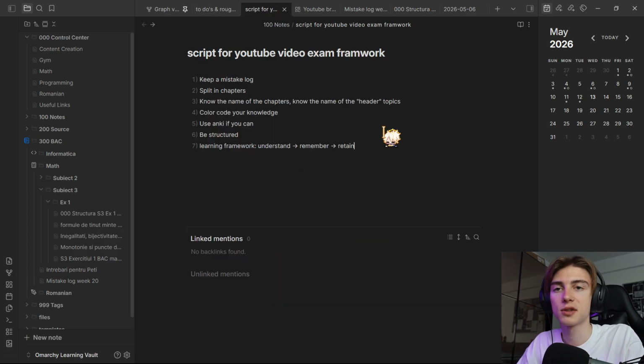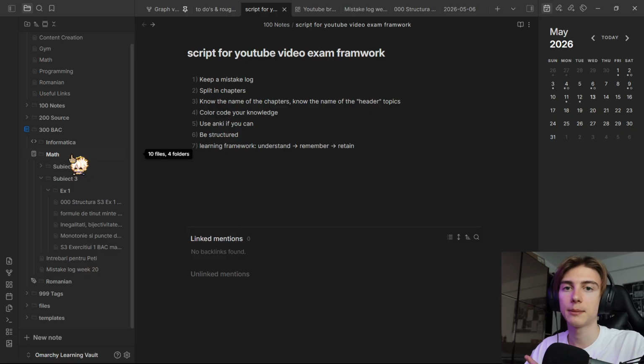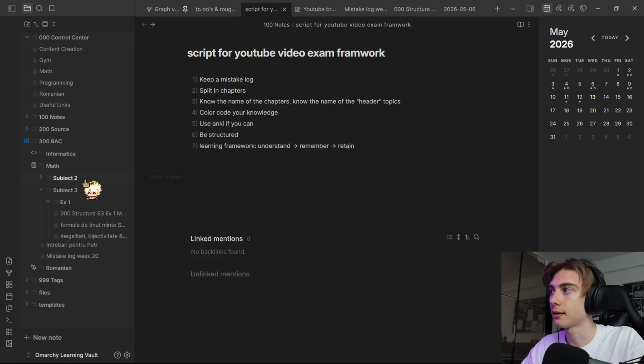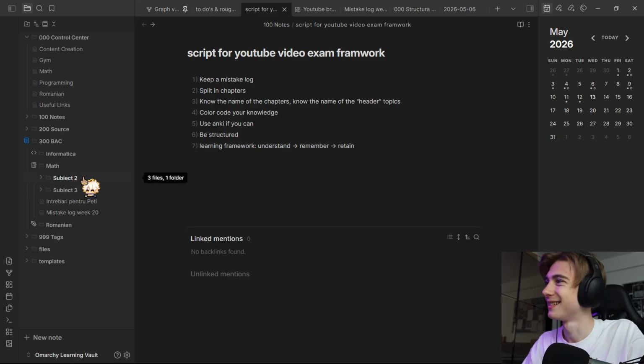Next, split your material in chapters. Let's take, for example, my math exam. My math exam has like 3 main chapters. First chapter is 9th grade material. Second chapter is 10th to 11th. And third chapter is 11th to 12th grade material. So I kind of split it into that. You can see here, subject 1, 2, 3.